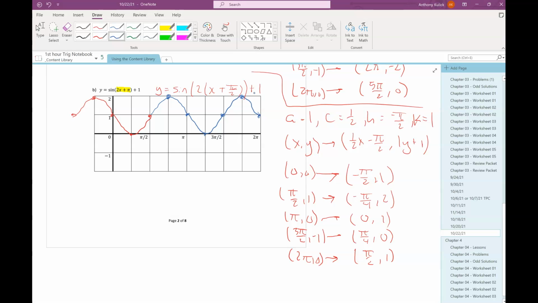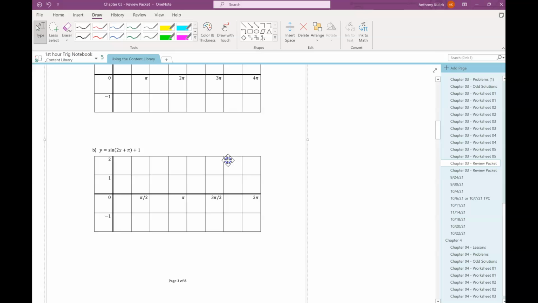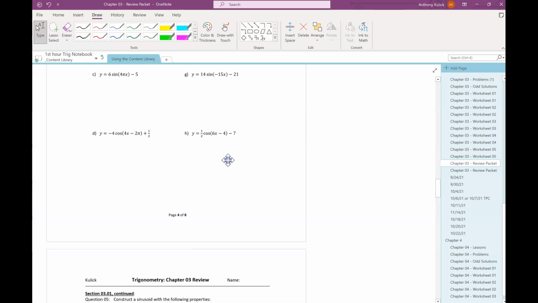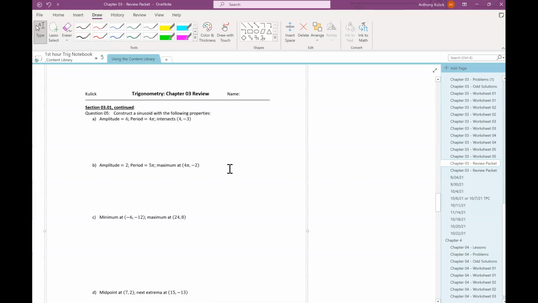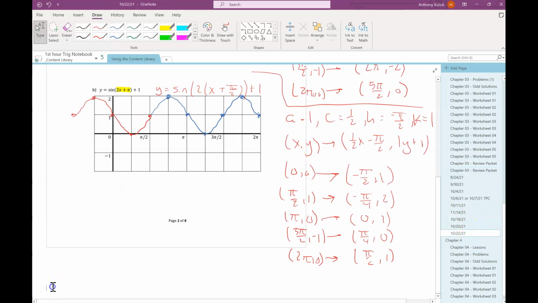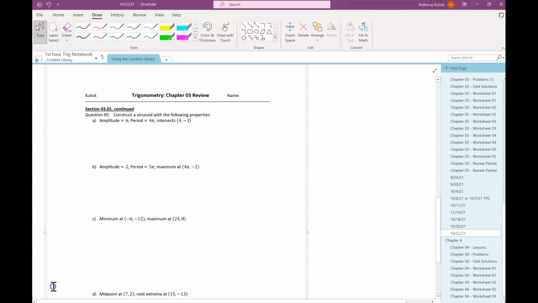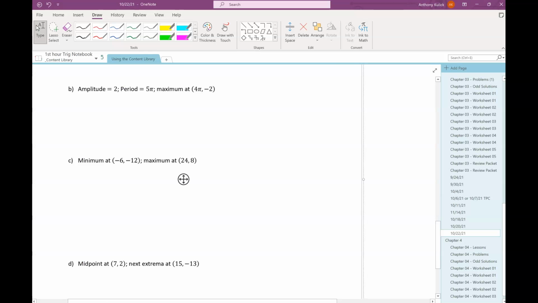Does that feel okay, Ben? Yeah. Okay. Jane? Could you do C on 3.1 question 5? What page are we looking at? Okay. Fifth page, and you said C? Okay.